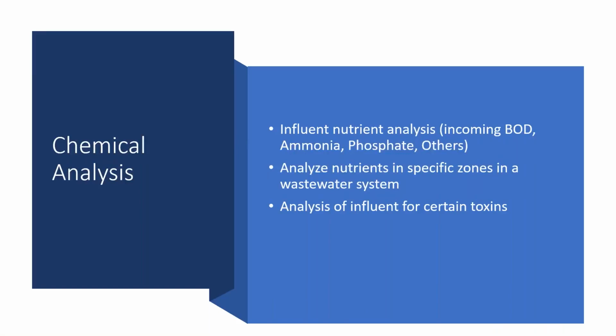So chemical analysis, I'm not going to talk quite as much about, but there's a couple things people typically look for. Influent analysis, some of the bigger plants run all the time, but some smaller plants use it primarily diagnostically when they're encountering a problem. You might look at incoming BOD, ammonia, phosphate, that kind of thing, and you might be looking at the nutrient composition to see how it's contributing to issues experienced in your plant. You might look at specific zones in your plant to analyze the nutrient levels.